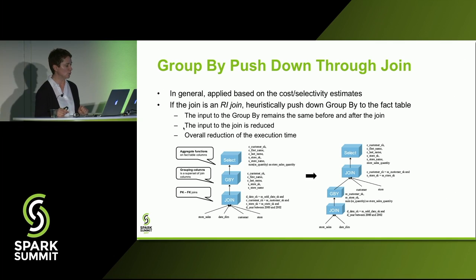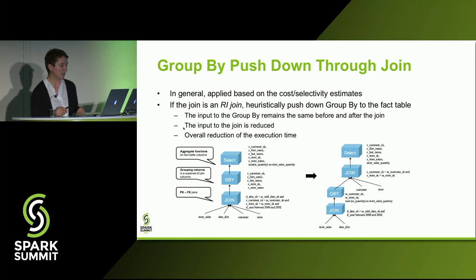Another transformation is group by push down through joins. This transformation will interchange the order of the group by and join operations. The benefit of pushing down a group by through join is that it will reduce the number of input rows to the join operation. On the other hand, if the join is very selective, it might make sense to execute the group by after the join. That is why this transformation is in general applied based on the cost or selectivity estimates.